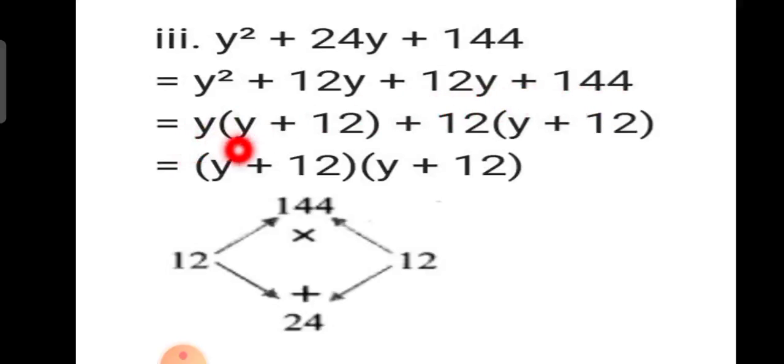Here y will be the common factor, so y plus 12 is the remainder, plus out of 12 and 144, 12 is the common factor. So 12 divided by 12, y is the remainder, plus 144 divided by 12, 12 will be the remainder. So y plus 12 and y plus 12 are the factors.